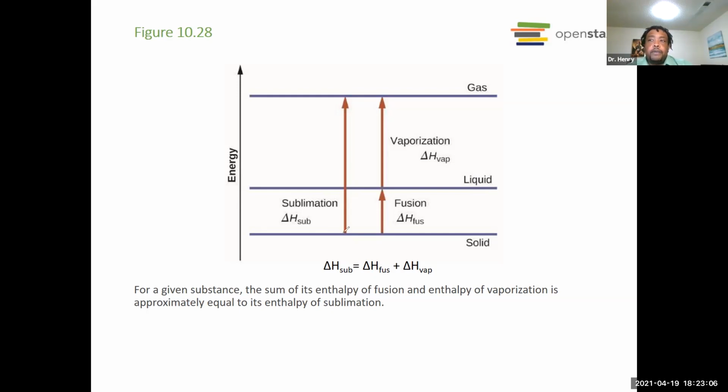So if we go from a solid to a gas, which is sublimation, the delta H of sublimation is going to be equal to the step from solid to a liquid, which is fusion, plus the delta H going from a liquid to a gas, which is the heat of vaporization. Okay, so our delta H sub is going to equal delta H fuse plus delta H vap. Okay, makes sense?